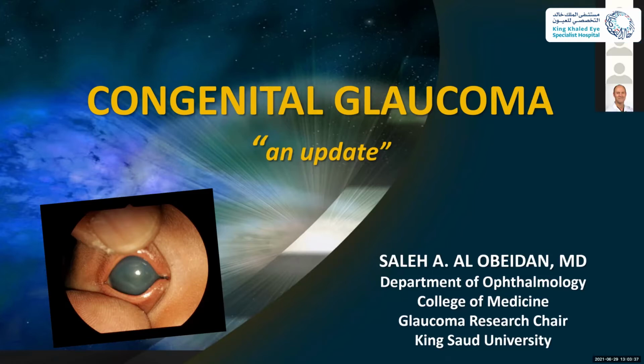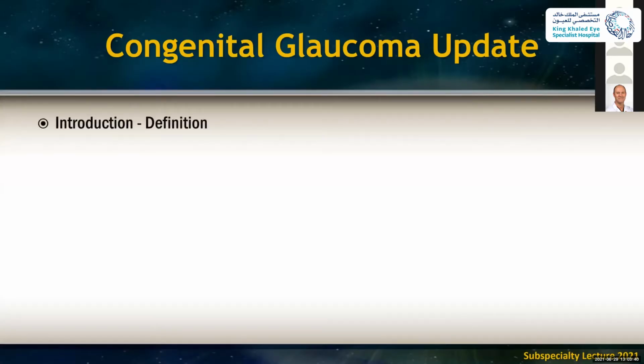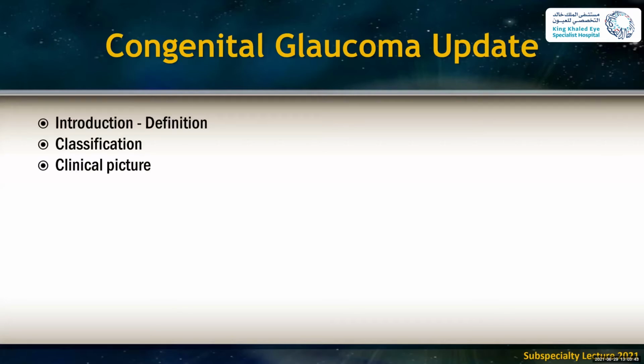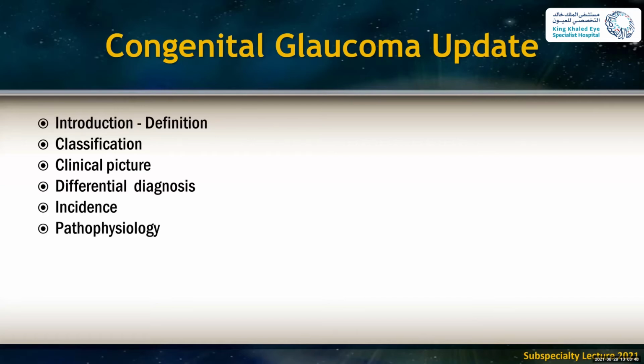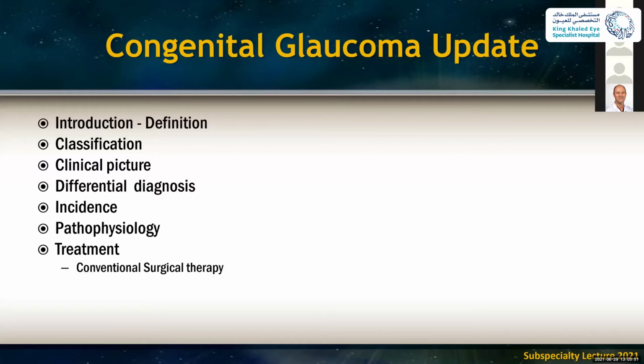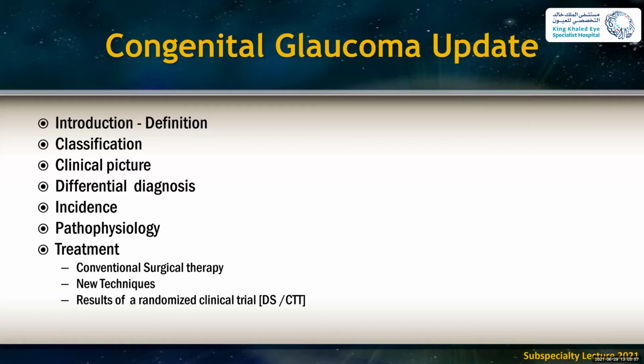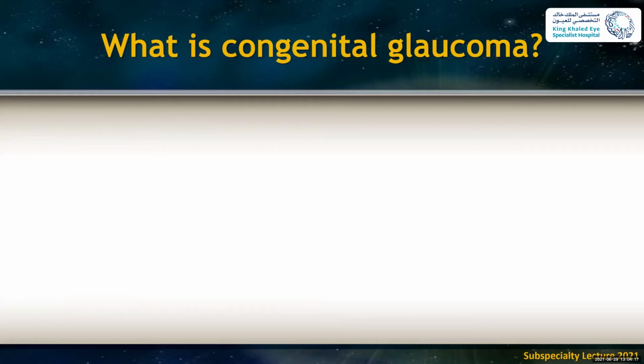So what I will do, I will go for just a short definition, classification, clinical picture, differential diagnosis, which is very important, incidence of the disease and pathophysiology and treatment. What is the status of the conventional surgical therapy? Is there any other new techniques? And we'll share with you some of our experience in managing congenital glaucoma in general in our facility here at King Abdulaziz. Then we'll conclude what is our responsibility in dealing with this disease.